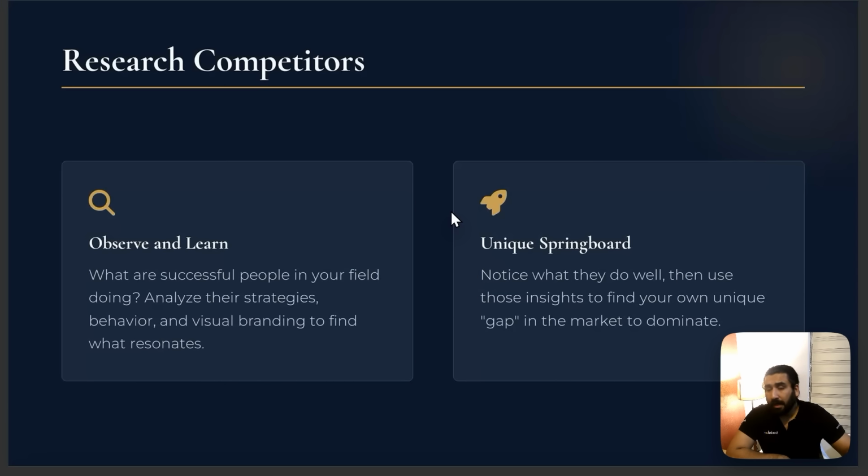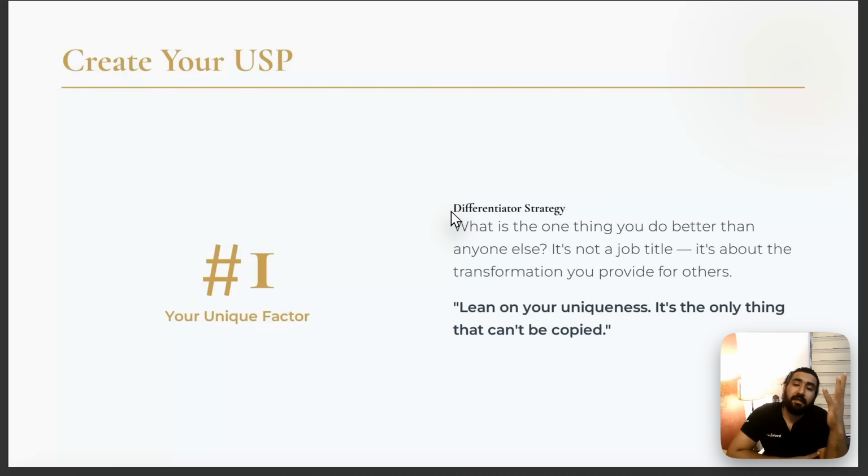Now once you have analyzed, found your audience, set your vision clear, researched the competitors, learned from them, done some brainstorming and found some gaps, next is to create your USP. Step 4 is to create your unique value position, also known as USP or unique selling position, whatever you want to say. A unique selling position is a point where you will fill those gaps. So what is one thing that you do better than someone else? It's not a job title, it's about transformation, what you can deliver.